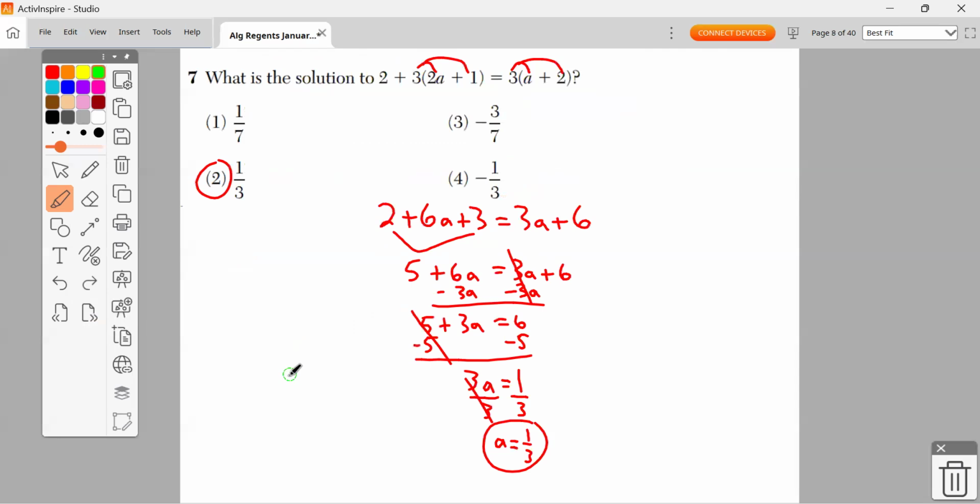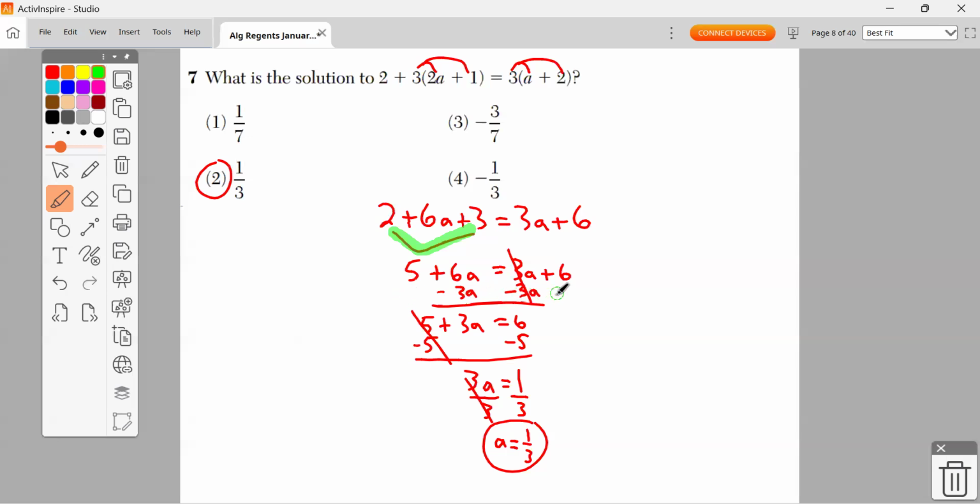In question number 7, solve this equation for A. So the first thing that we want to do is distribute, distribute, distribute, distribute. We want to add together our like terms. 2 plus 3 is 5. And now here, when you get down to variables on both sides, you do have your choice on what you want to do.